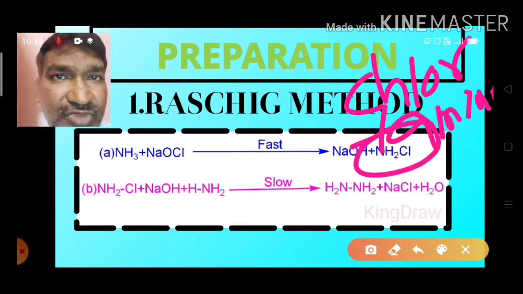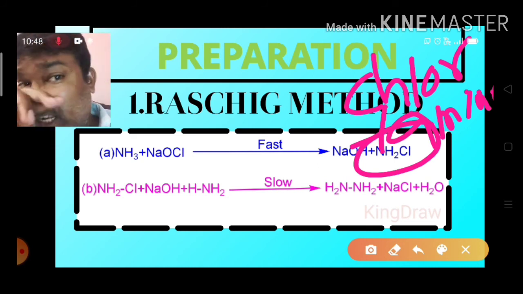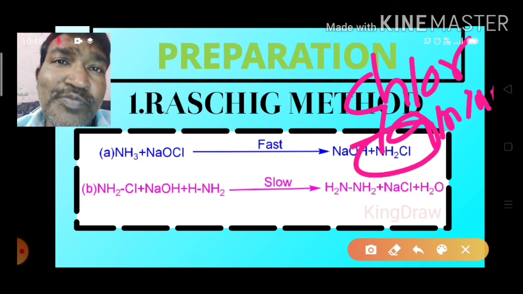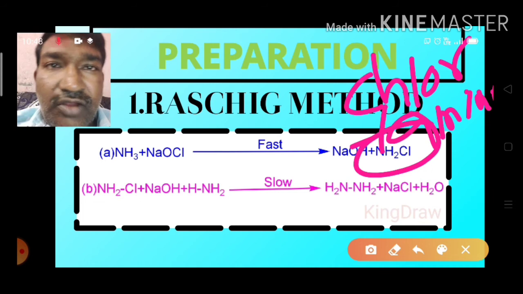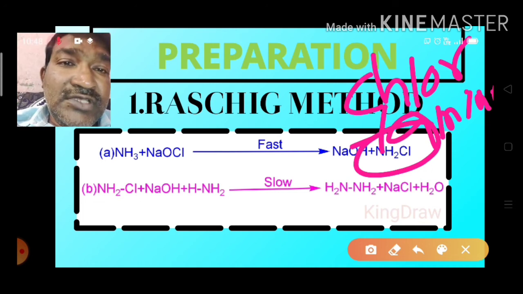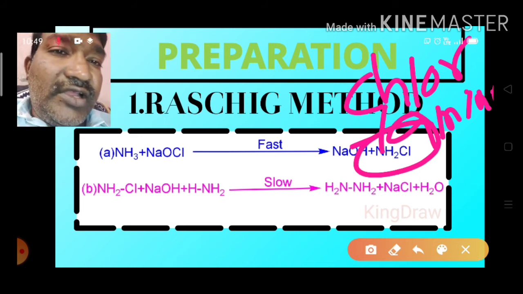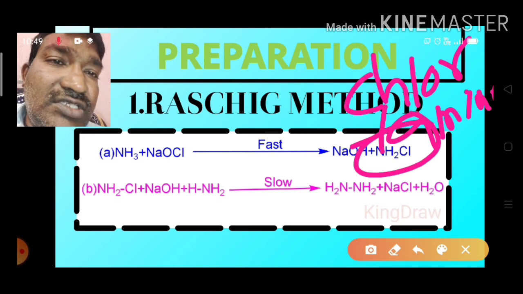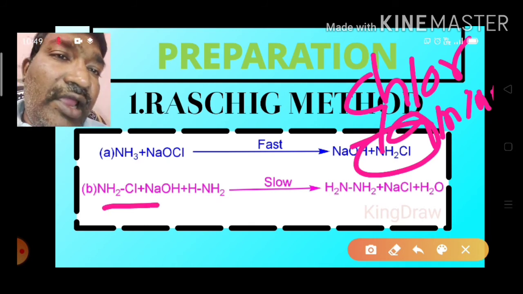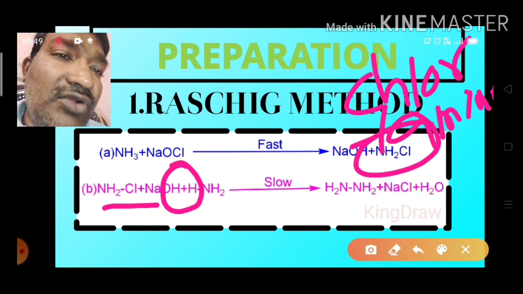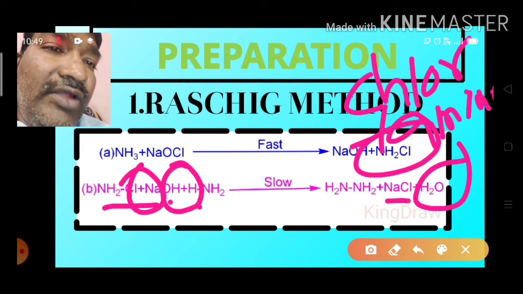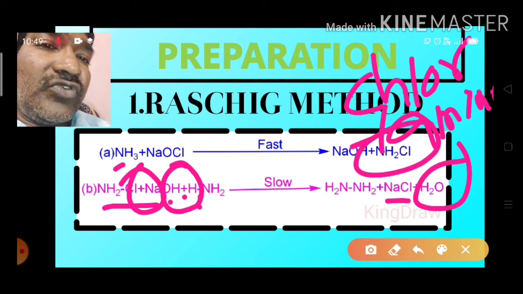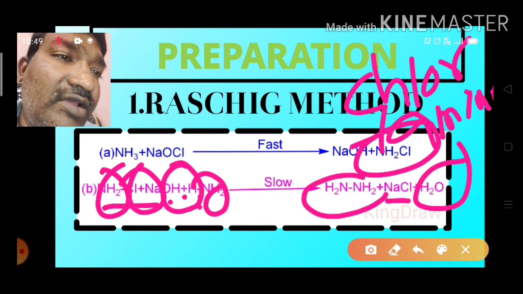In the second step, the chloramine formed in the first step reacts with more ammonia in the presence of NaOH, and hydrazine will be formed along with sodium chloride and water. This reaction is very simple to remember and to balance. Here we have NH2Cl and NaOH, and the OH and H of the ammonia go in the form of water, Na plus Cl gives NaCl and OH plus H gives H2O. So NH2 and NH2 combine and we get hydrazine.